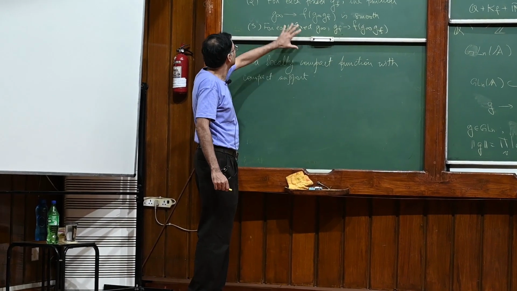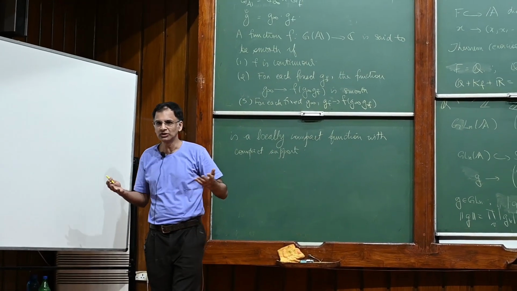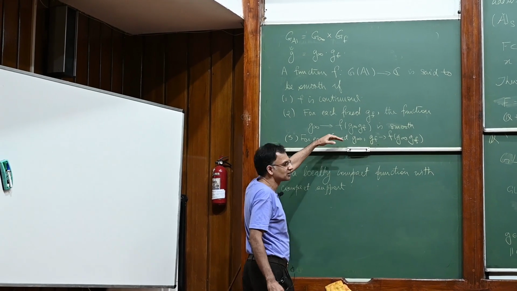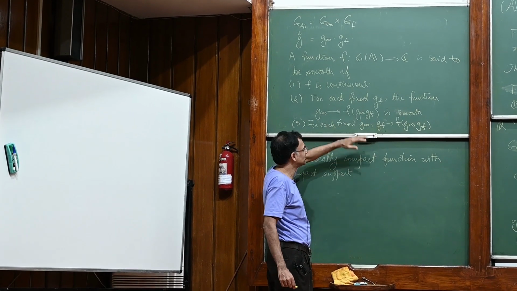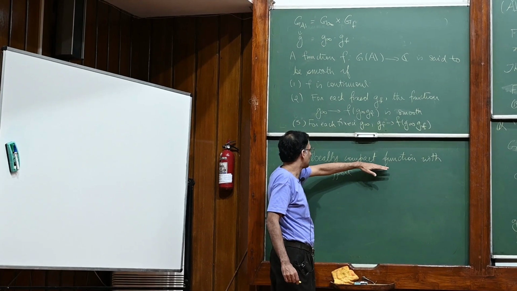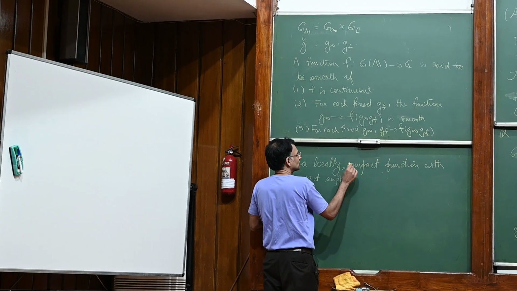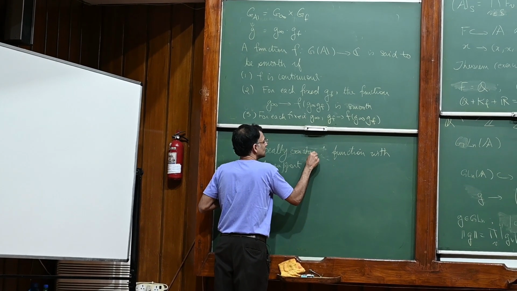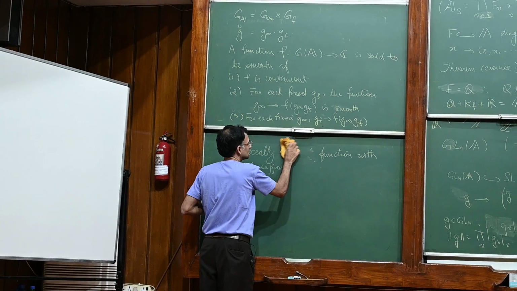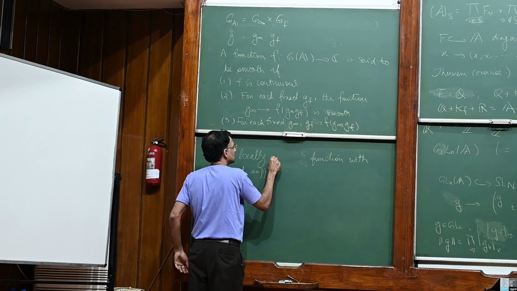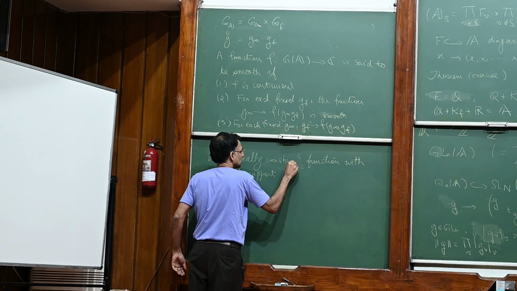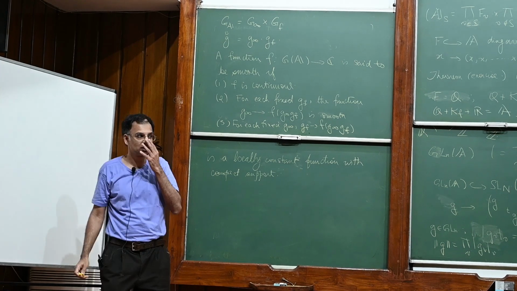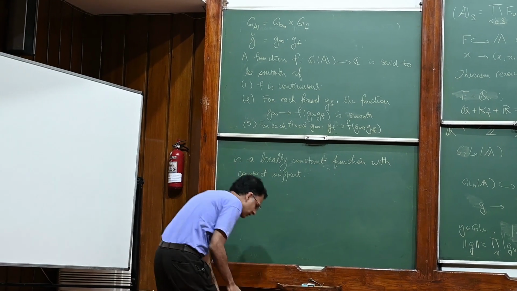Okay, so this is what it means for a function from GA to C to be smooth. It must be continuous. It must be smooth in the infinite variables, and it should be locally constant with compact support in the finite variables. It's a locally constant function with compact support. Okay, all right. So now we can define an automorphic form.